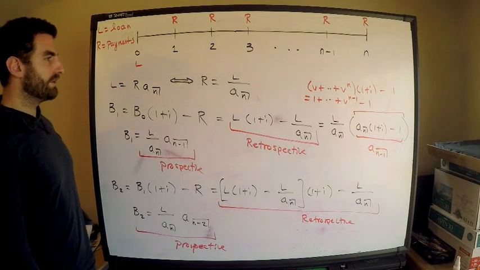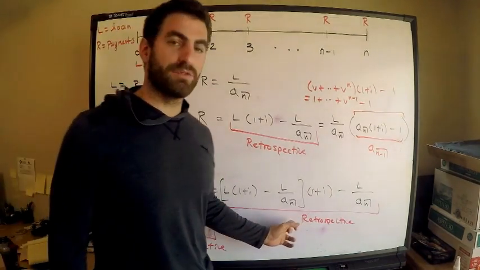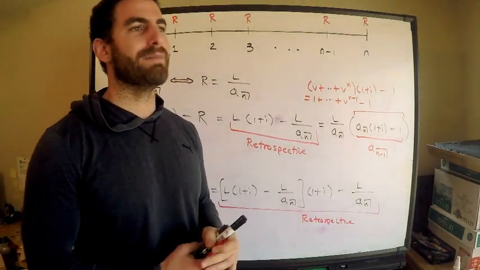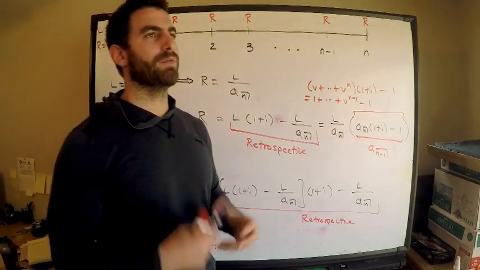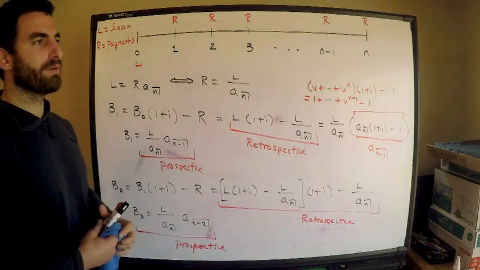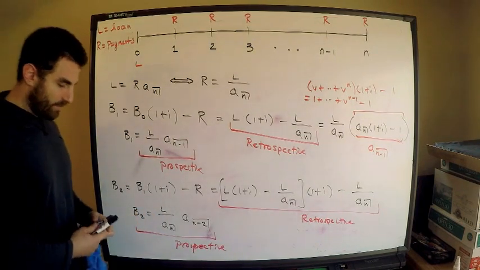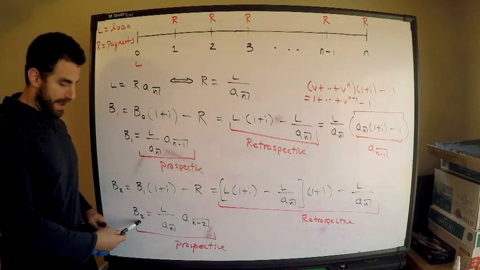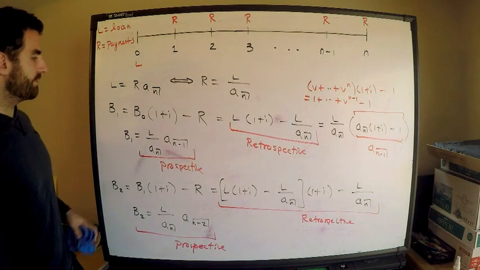I'm not going to write down in general the formula for the retrospective method for the balance, because it's so messy. It involves a sum. It's just ugly. And in terms of doing it in problems, you just want to work it out as you go. I'll do a problem of it at some point. But now what I want to do is say what is the prospective balance at year T in general, right? So let me get rid of all this business here.